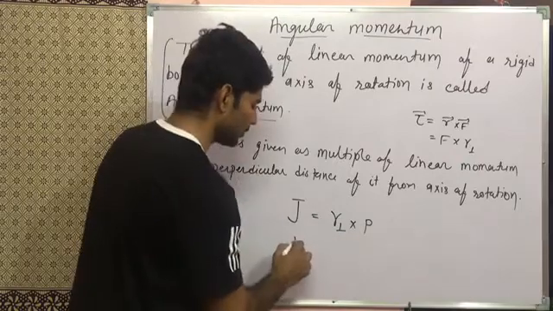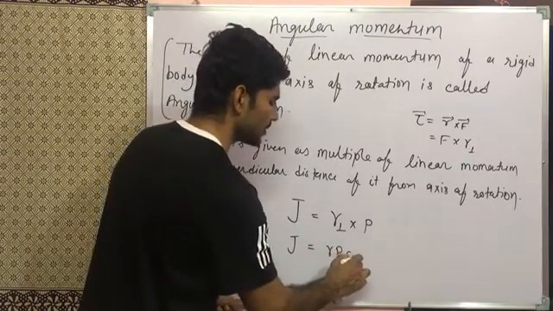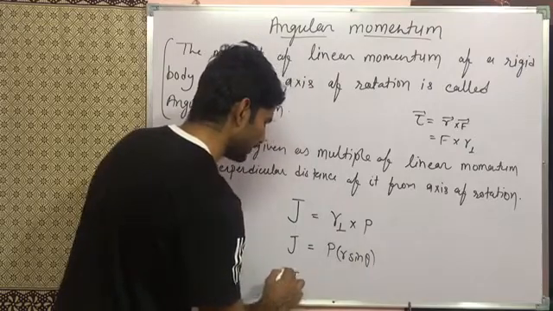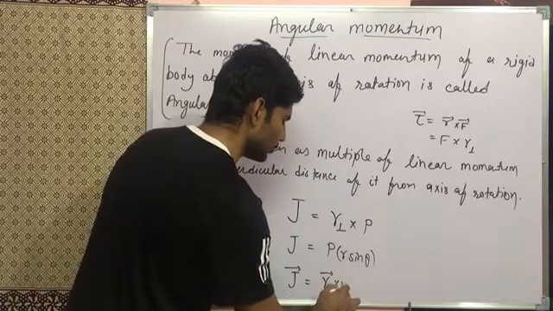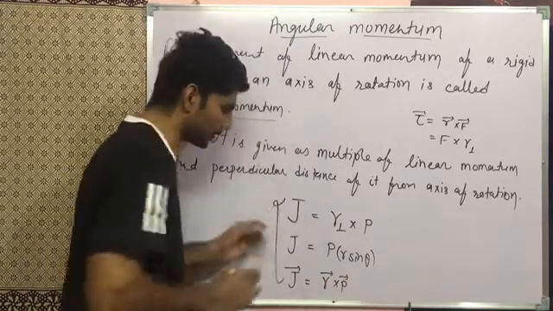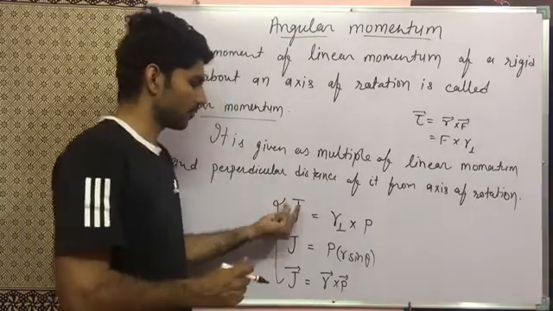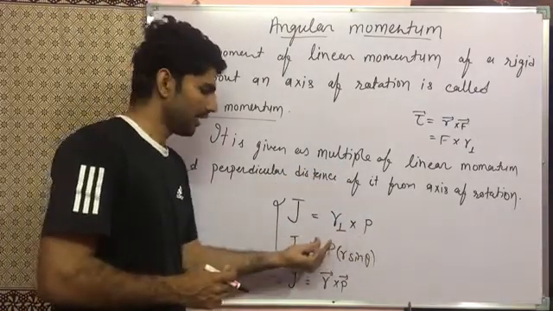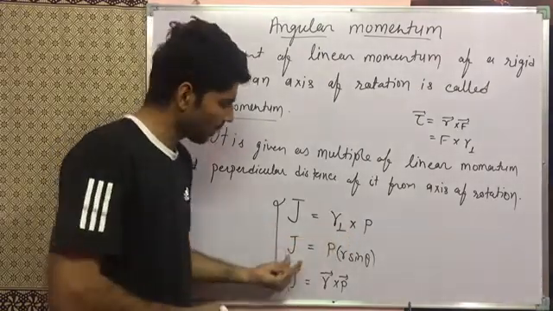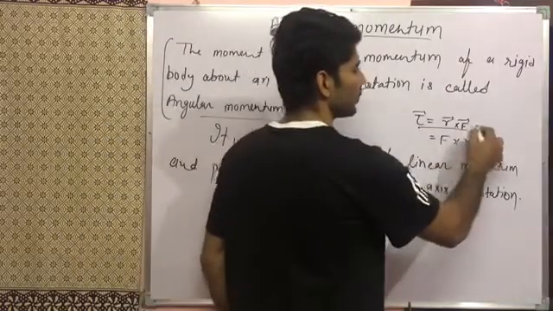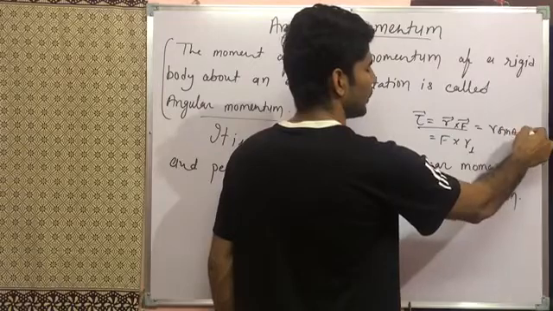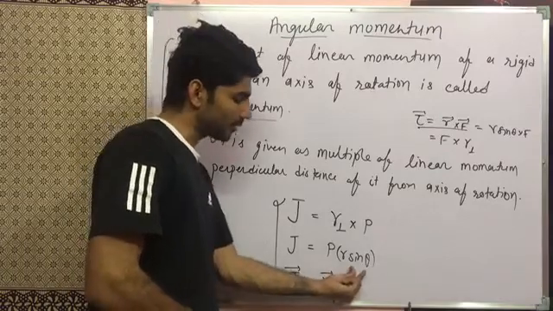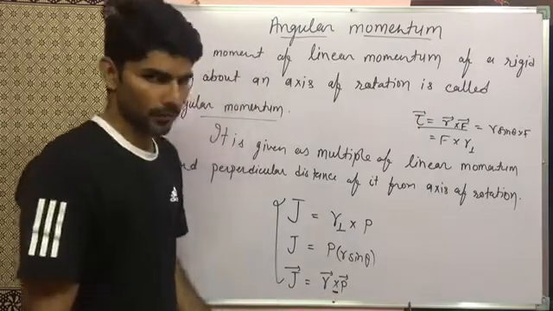When you write it, you can write it in the form r p sin theta, or p r sin theta, and in vector form as r vector cross p vector. So these three are the formulas for angular momentum. This is from the definition that it is determined by the product of linear momentum and perpendicular distance, and we will discuss what this distance means. When we wrote the formula of torque, it was r sin theta into F. Here we have r sin theta into p, and in vector form, because of the sin theta, we use the cross product between r and p.